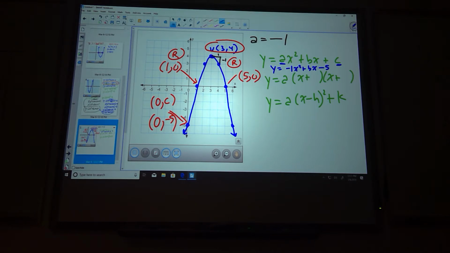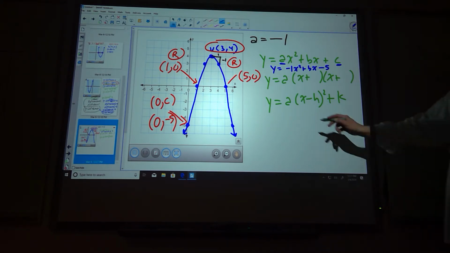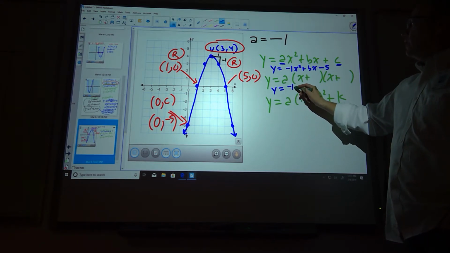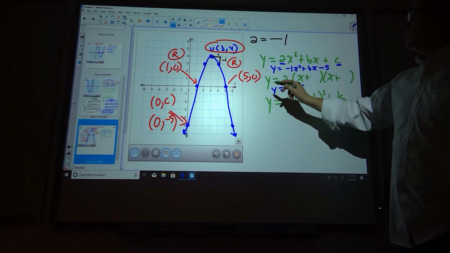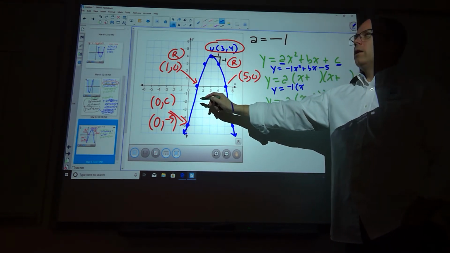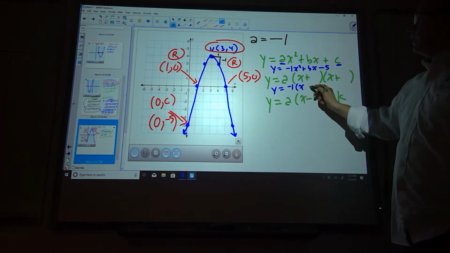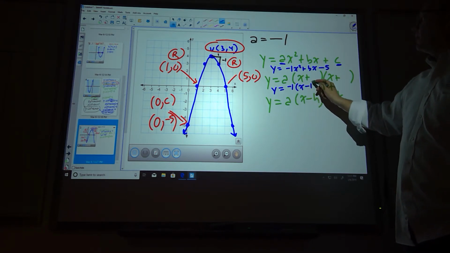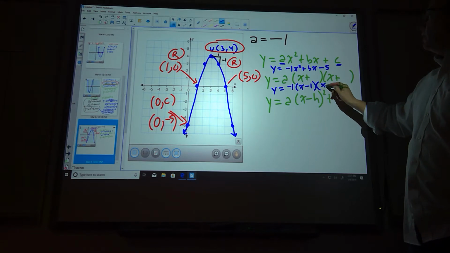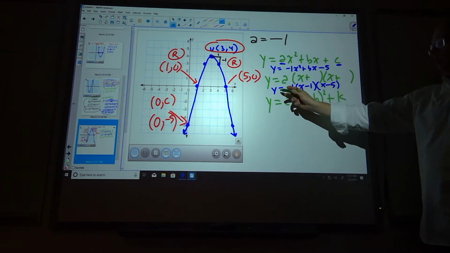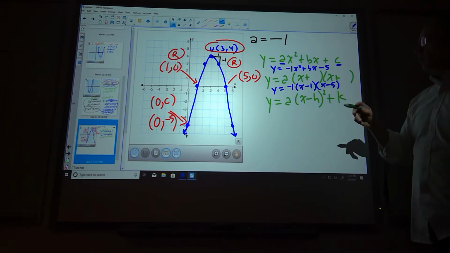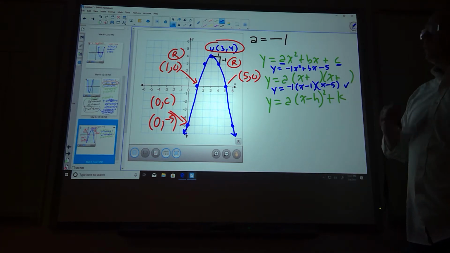Okay. I do know the a value is negative 1. And then I have x. How would I undo that point? Where is it here? Minus 1. Awesome. What is this point? Minus 5. Hey, that looks pretty good. Agree? So I think that's a definite check mark.